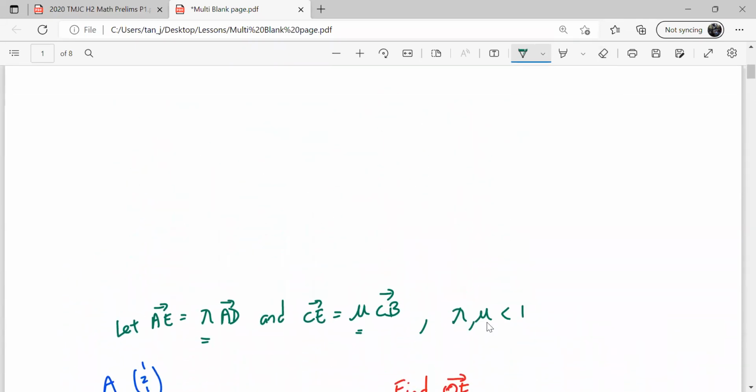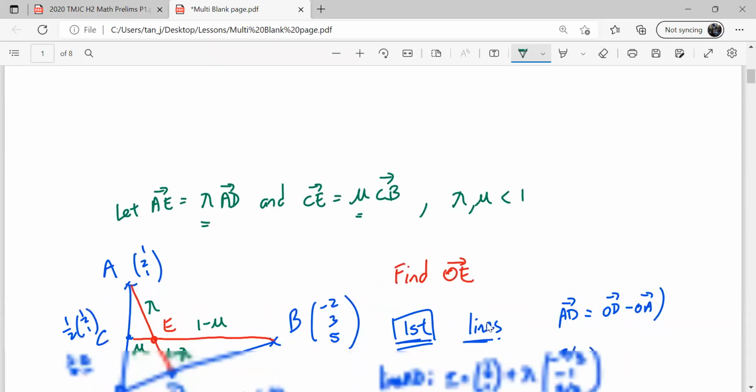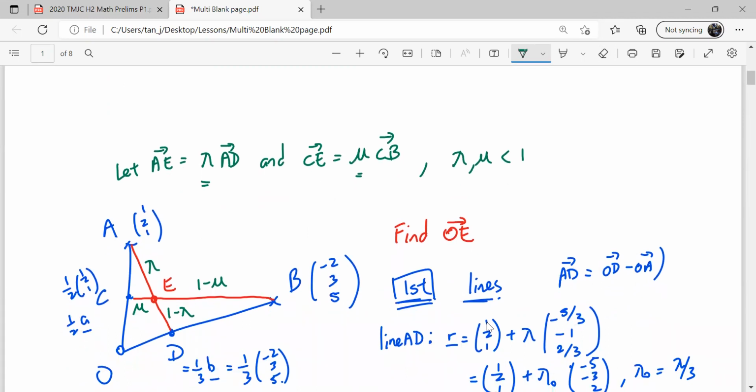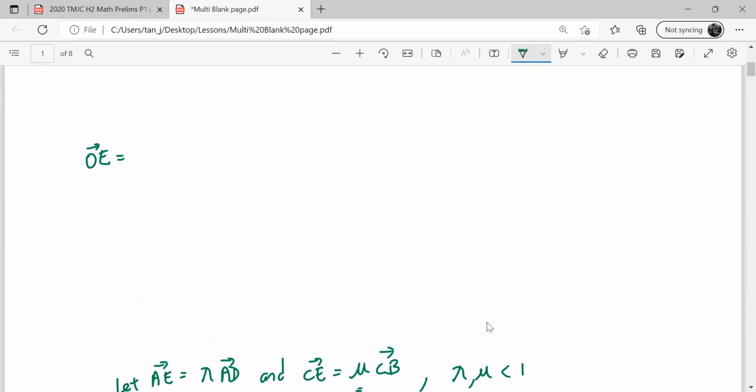So OE, let's try to find some space here, is equals... you see OE is at the center here. So now we'll be using A, O, D, E here as the ratio theorem: lambda OD plus 1 minus lambda OA. Ratio theorem normally you need to sum the two up, but when you sum the two up it is 1. So it's actually dividing by 1, which you don't need to. So it becomes a linear solution that I can just solve.